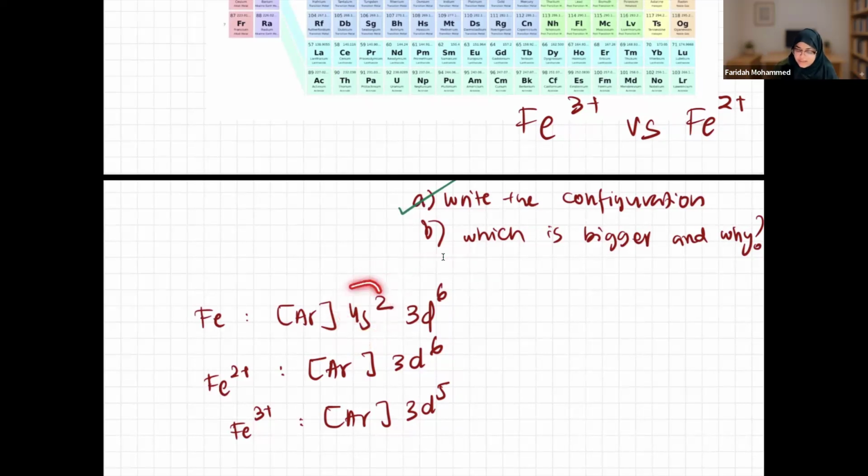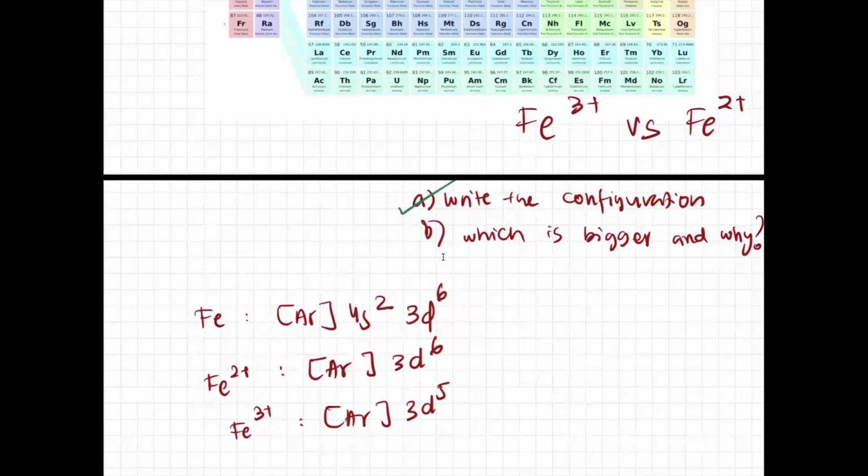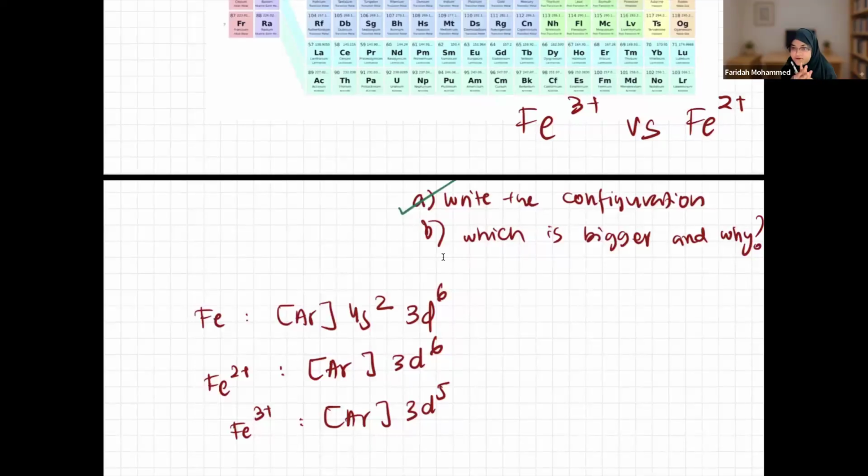Okay, now this sequence is based on what? Why do we usually write 4s before 3d? Let's see who can answer this. Why do we write 4s before 3d? Is it because it shows up first on the periodic table? Why does it show up first in the periodic table?